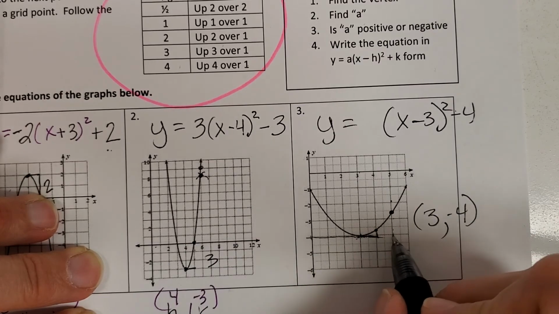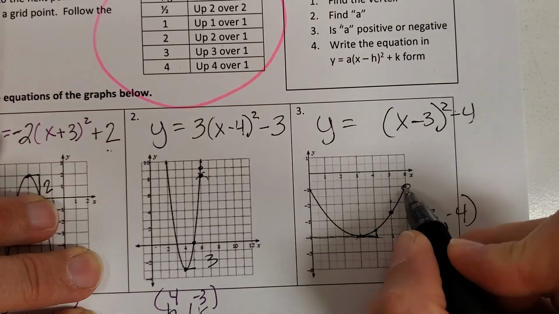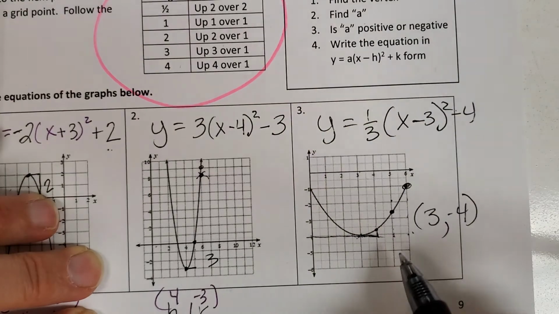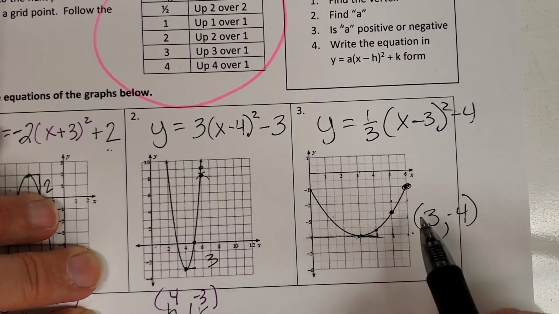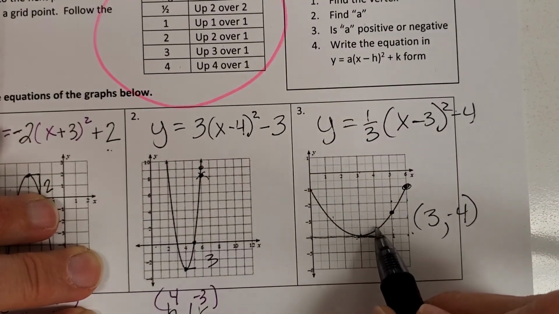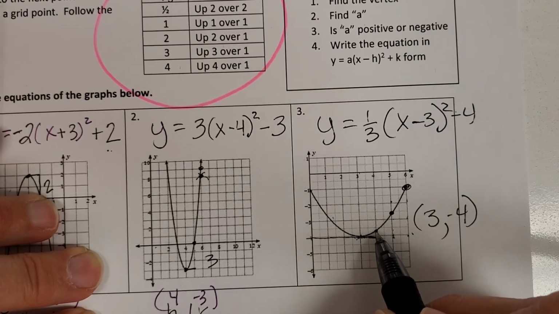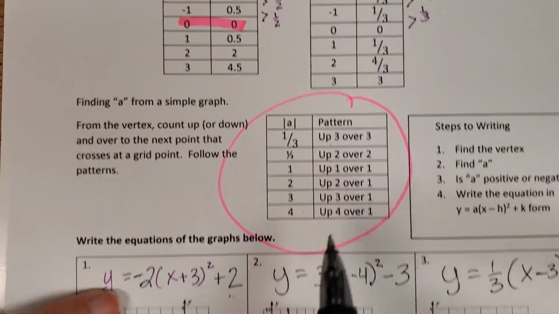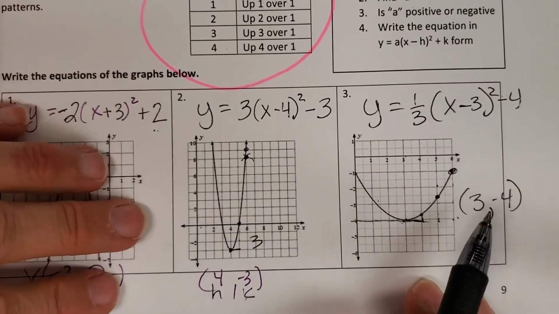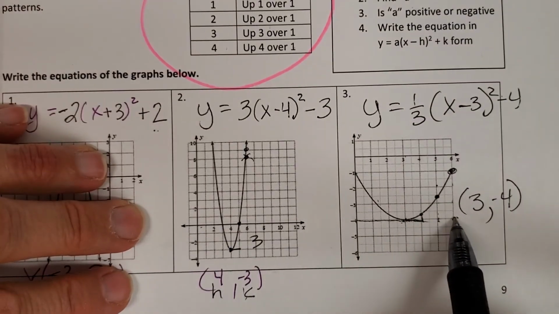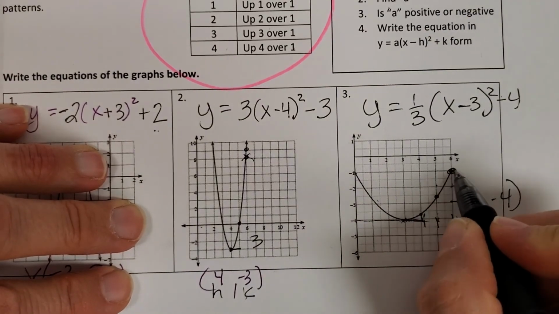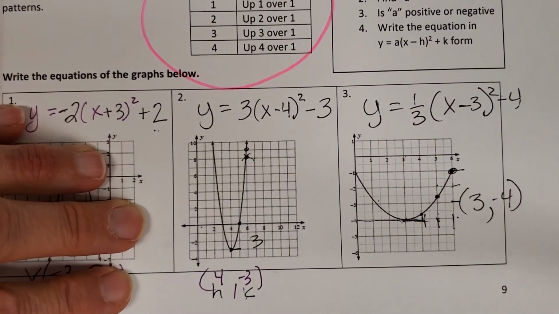So let's go 1, 2, 3, 1, 2, 3. Yep, see, I went over 3, up 3, so I know it's 1/3. It's positive because it opens up. So see how that was tricky? I wasn't sure. It's not 1/2, it's less than 1/2, probably 1/3. So then I remember, see my pattern? Over 3, up 3. Okay, so I'm gonna go over 3, 1, 2, 3, up 3, 1, 2, 3, and it was right there. So I know that it is 1/3.